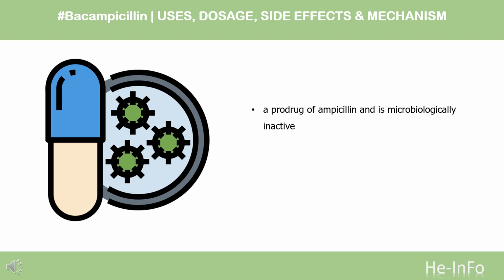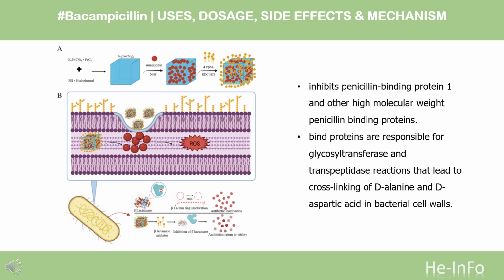Pharmacodynamic. Bacampicillin is a prodrug of ampicillin and is microbiologically inactive. Mechanism of action. During absorption from the gastrointestinal tract, bacampicillin is hydrolyzed by esterases present in the intestinal wall. It is microbiologically active as ampicillin, and exerts a bactericidal action through the inhibition of the biosynthesis of cell wall mucopeptides.